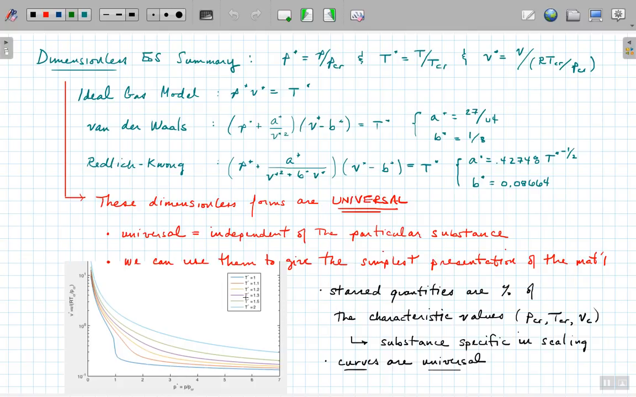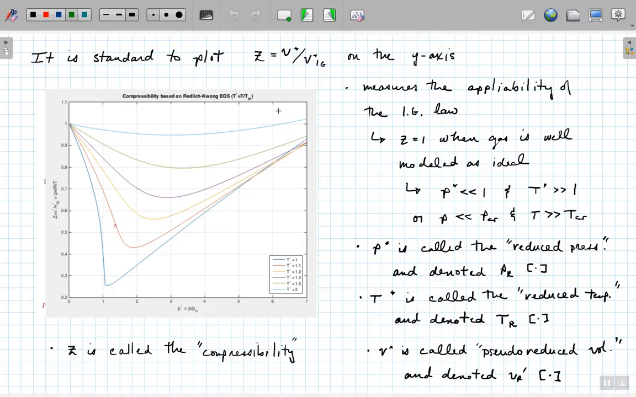The starred quantities, again, are just percentages of the characteristic values. Now, no one actually plots V star. Instead, what they do is they plot V star over V star for the ideal gas, which is going to reduce down to PV over RT. And so obviously that should be 1 for the ideal gas model.